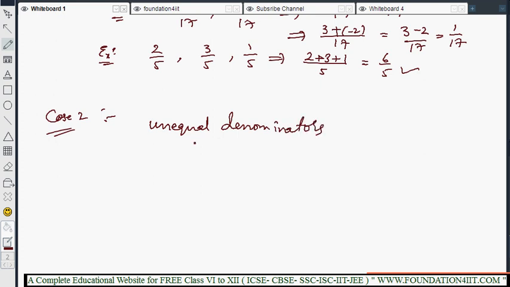So when the denominators are unequal, how do we add? In this case, we find the LCM of the denominators and express each of the given rational numbers as equivalent rational numbers having the LCM as the denominator. We discussed equivalent rational numbers in the previous topic, right? Okay, let me explain directly with an example.